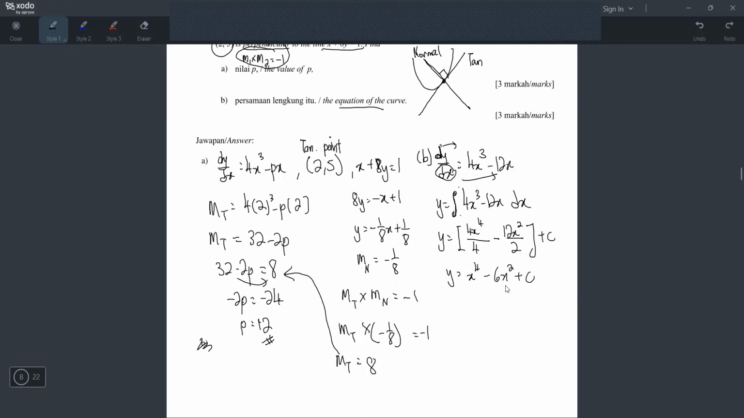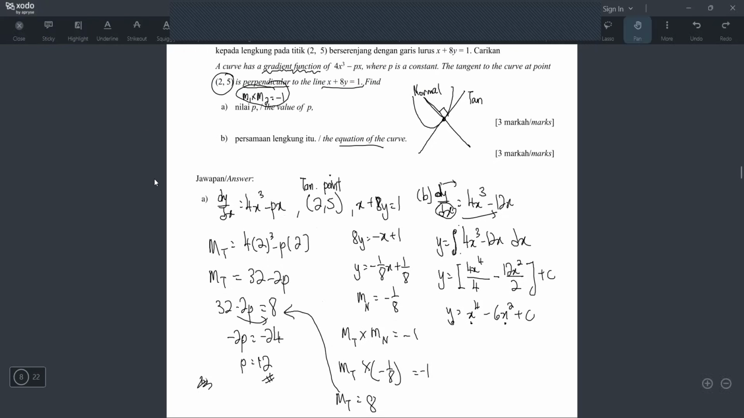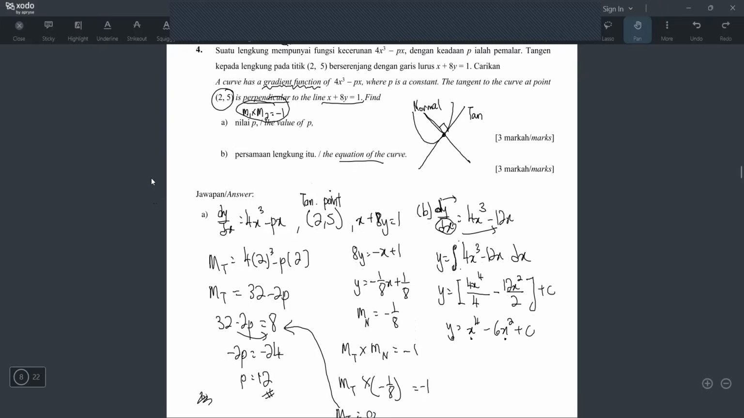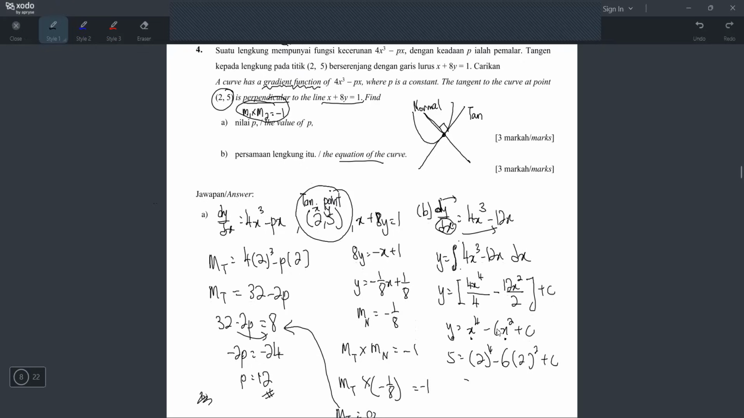Okay, very easy. If you want to find the c, you just have to have the x and the y value. Because once you sub in the x and y value, you will get the c, right? But which x, y value will you sub? You will sub with any point that the curve passes through. So which point does the curve pass through? The only point here you can use is the 2, 5. So what you do now is you will sub in x 2, y 5. So the y will be 5, the x is 2 power 4, and then 6x squared. This one is just 2 plus c.